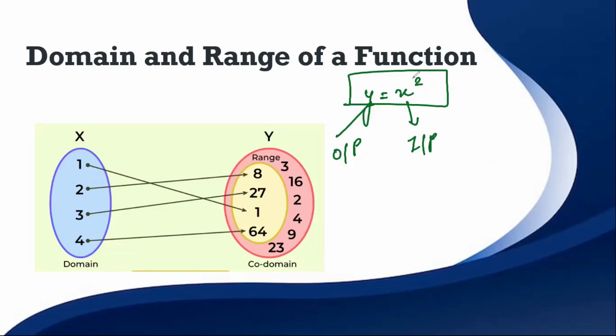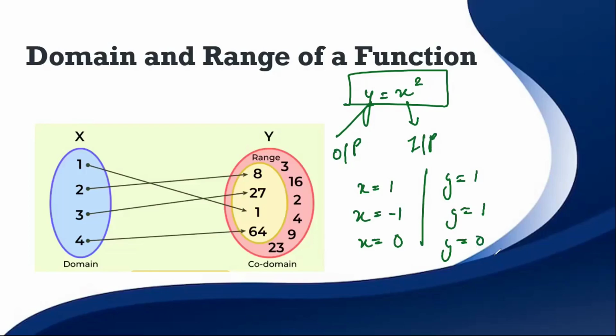Whatever I put in the place of x, let's say I put x as 1. I know that the square of 1 is 1, so my output is 1. If I put x as negative 1, negative 1 squared is again 1, so the output is 1. If I take x as 0, y comes 0. This means every input gives a different output, or sometimes the same output. So whenever we have something as an input and we get something as an output, that is called a function.